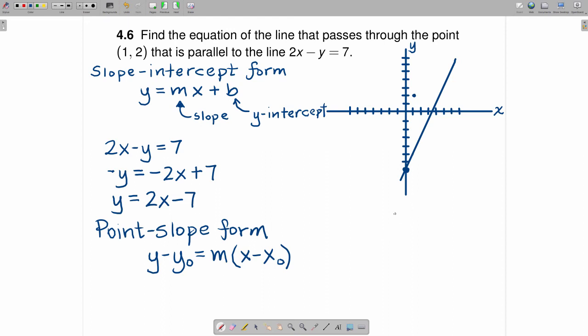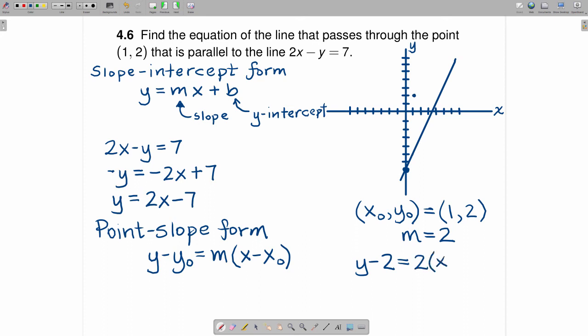Now the (x0, y0) point that we've been given in this case is the point (1, 2), which is right there. So we have those two parameters, 1 and 2. We also know that the slope of the line is the same as the slope of the first line, so m is equal to 2. Plugging back into this formula, what we have is y minus 2 is equal to m, which is also 2, times x minus 1.